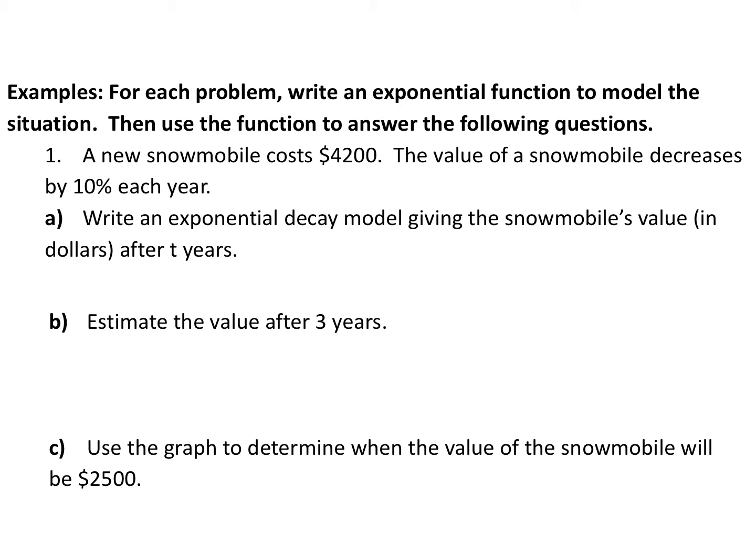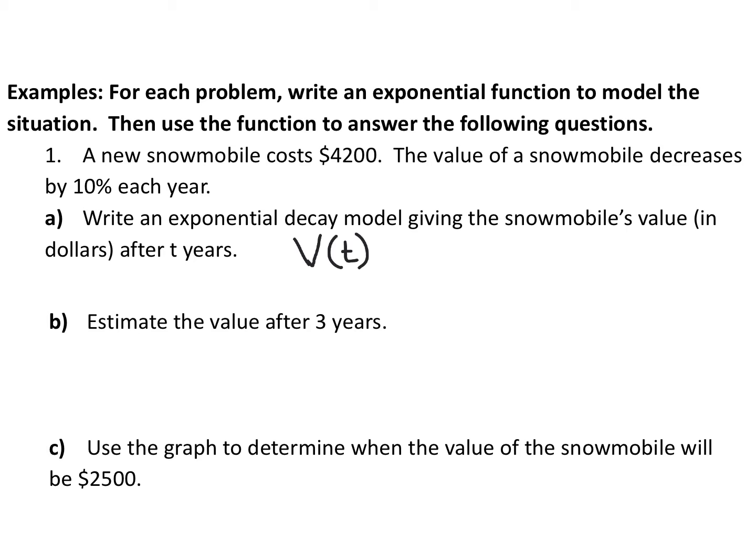It says a new snowmobile costs $4,200. The value of a snowmobile decreases by 10% each year. First, write an exponential decay model giving the snowmobile's value in dollars after t years. This one's not really a population model, I'd just say this is exponential. I'm going to say my y is V for value, and t is my independent variable.